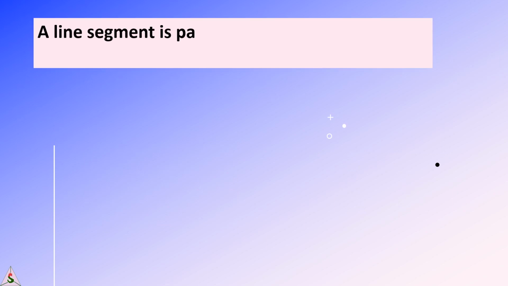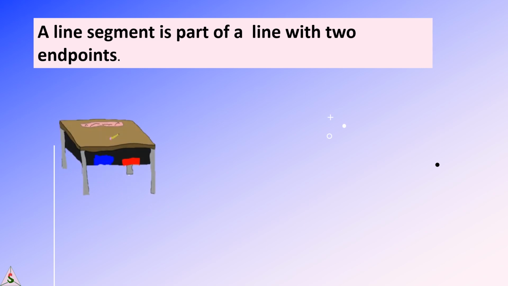A line segment is part of a line with 2 end points. Remember your desk? You have 4 line segments on top of your desk. Look at this line segment here. It has 2 points. They are also called end points because that's where the line ends, X, Y. So we can call this line segment XY or label it YX. Doesn't matter what order.